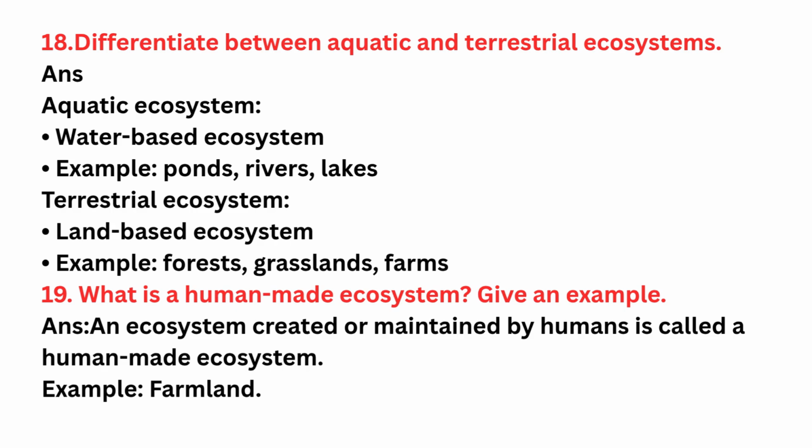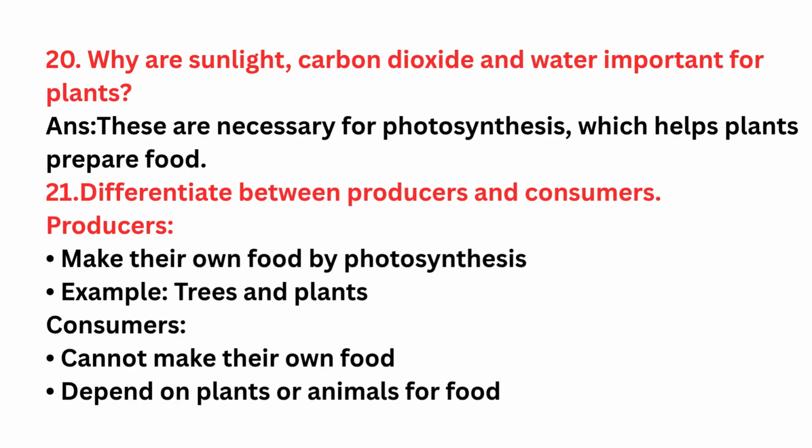Question number 18. Difference between aquatic and terrestrial ecosystem. Answer: Aquatic ecosystem is a water-based ecosystem. Examples: ponds, rivers, lakes. Terrestrial ecosystem is a land-based ecosystem. Examples: forests, grasslands and farms. Question number 19. What is a human-made ecosystem? Give an example. Answer: An ecosystem created or maintained by humans is called a human-made ecosystem. Example: farmland.